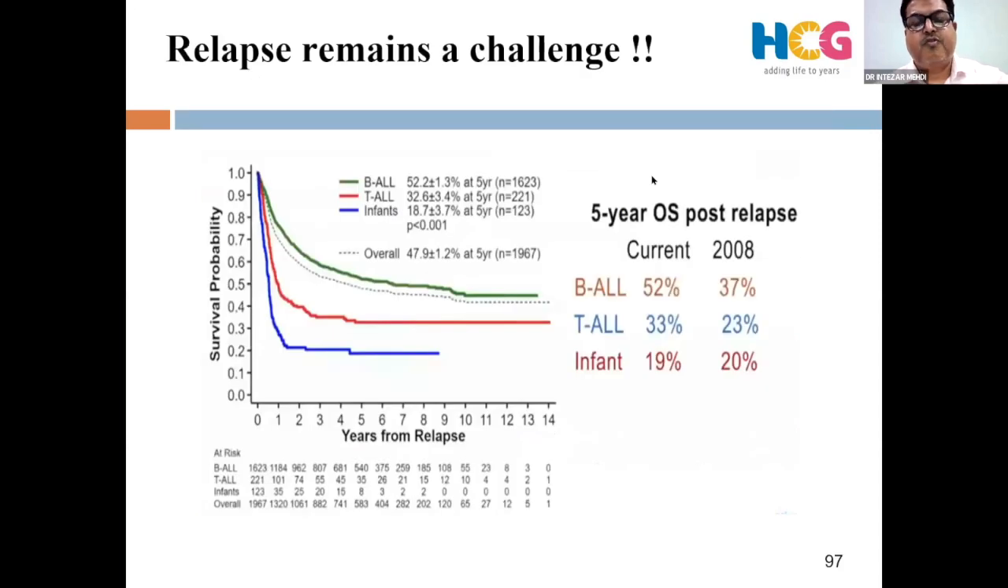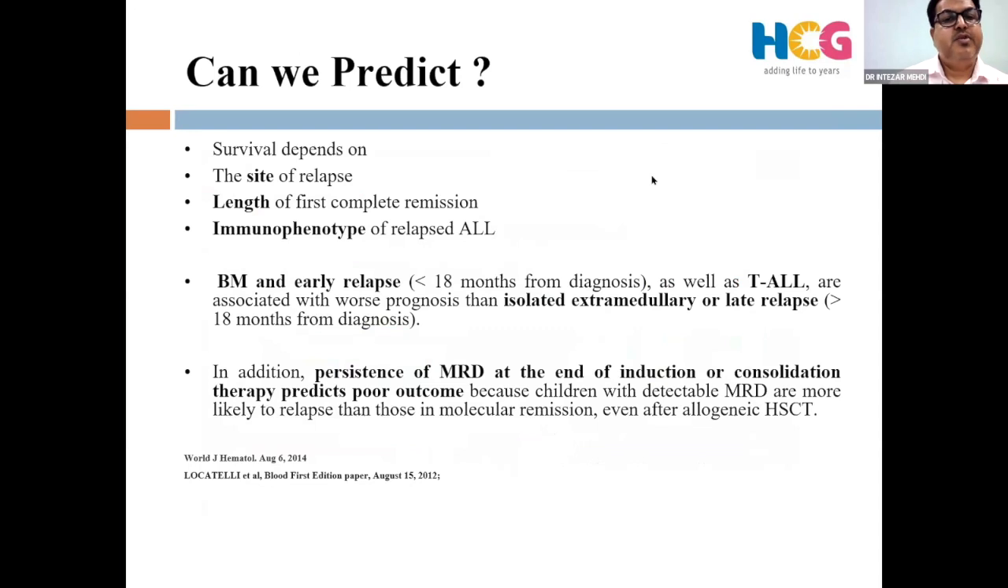This is a little bit older paper, about 15 years ago. You can see B-ALL, only 50% of them are salvageable, T-ALL only 30%, and infantile only 20%. Can we predict who are the patients, through lab findings, who are going to do well versus not do well?